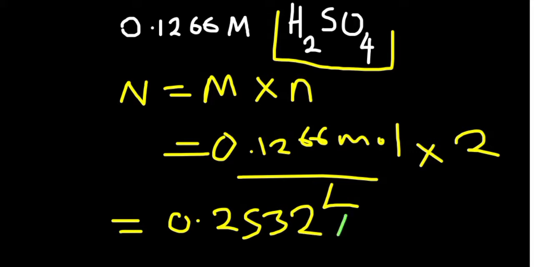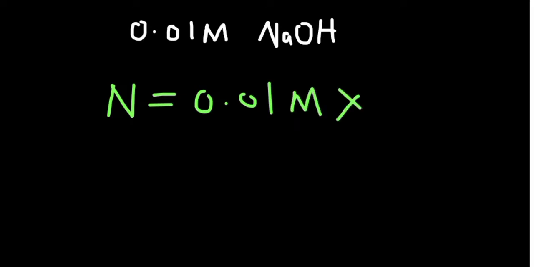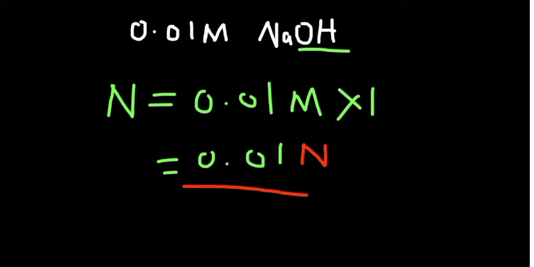Another example, we've been given a 0.01 molar solution of sodium hydroxide. To determine the normality, it's the product of 0.01 molar multiplied by how many hydroxide ions are present in this base. It's only 1, so multiply by 1. So in this case the normality is equivalent to the molar concentration. So that's it when you're asked to determine normality when given the molar concentration.